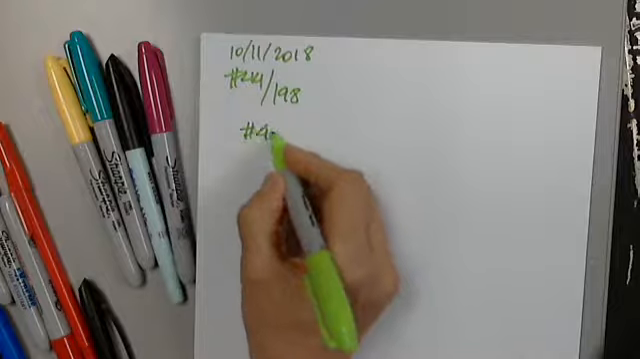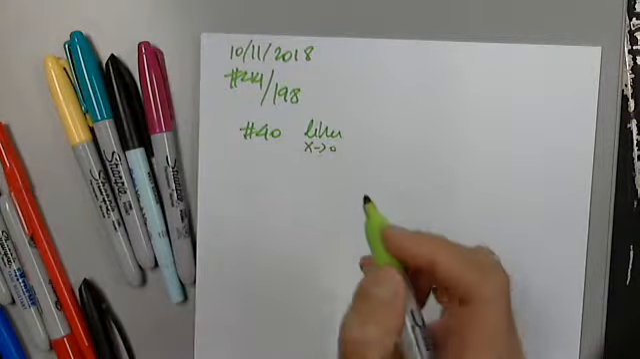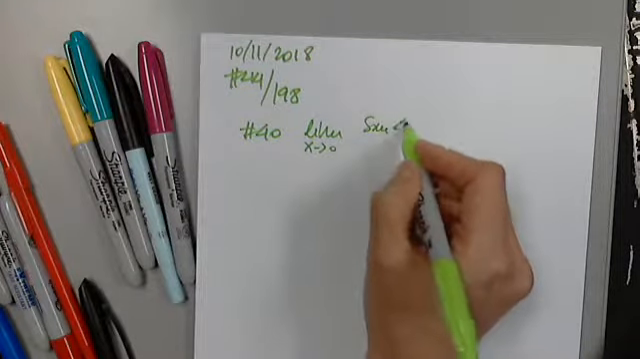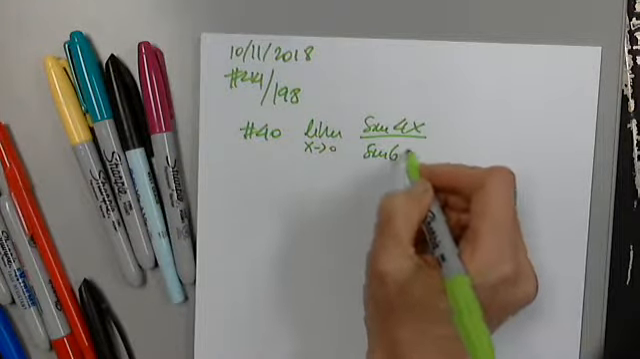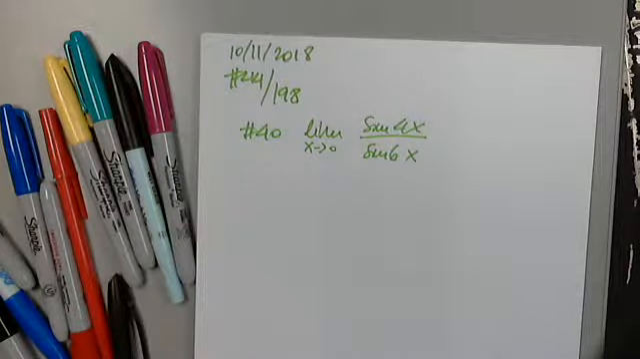44. Okay. We had a similar problem in class. And let's look at 40, which is the same idea. So limit as x approaches 0 of sine 4x over sine 6x. For this particular one, we can use L'Hopital's rule. It is not going to be difficult. But let's say we don't use L'Hopital's rule.